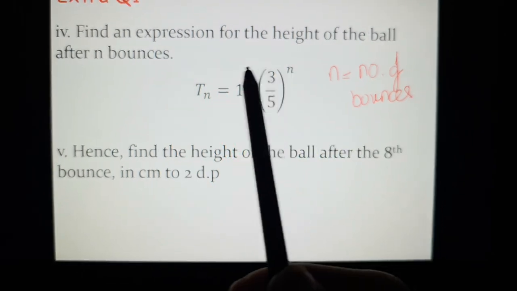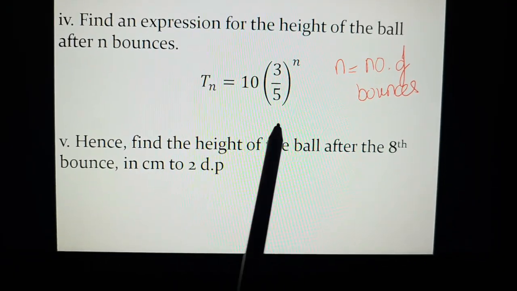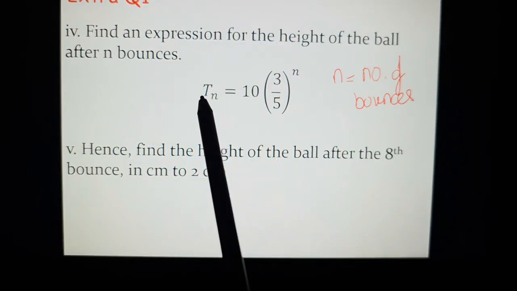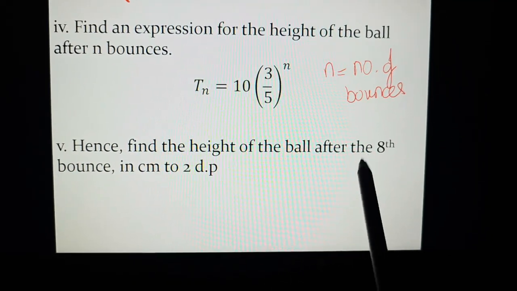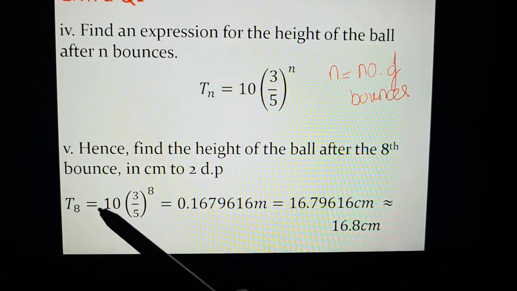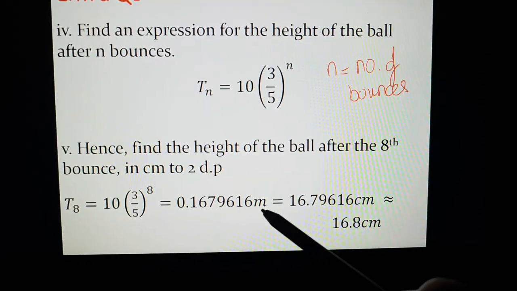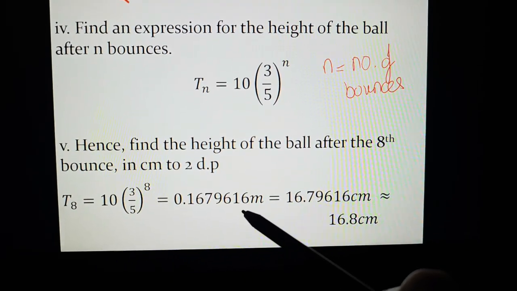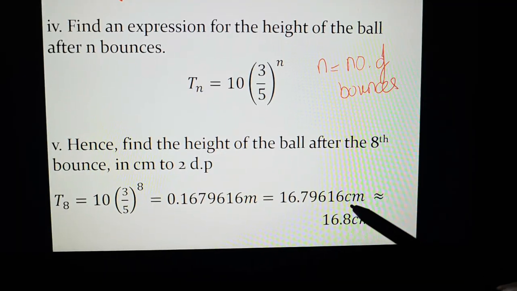So remember, this was all expressed in meters to begin with. They want my answer to be in centimetres, so I'll have to convert at the end. So because t of n represents the number of bounces, okay, I want to get the 8th bounce, so it's going to be t of 8. So I'll sub 8 into that formula. I get out 0.1679616 metres. There are 100 centimetres in a metre, so just multiply that by 100 and you've now turned it into centimetres.